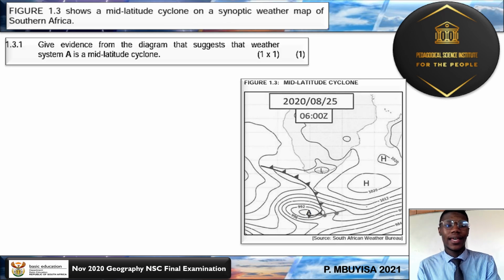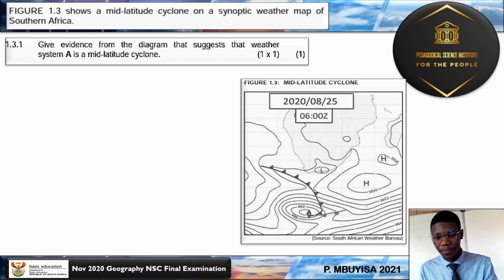1.3.1. Give evidence from the diagram that suggests that weather system A is a mid-latitude cyclone. Give evidence from the diagram that suggests that weather system A is a mid-latitude cyclone. Remember, what is a mid-latitude cyclone? What characterizes it? We say that it is a system that has fronts.